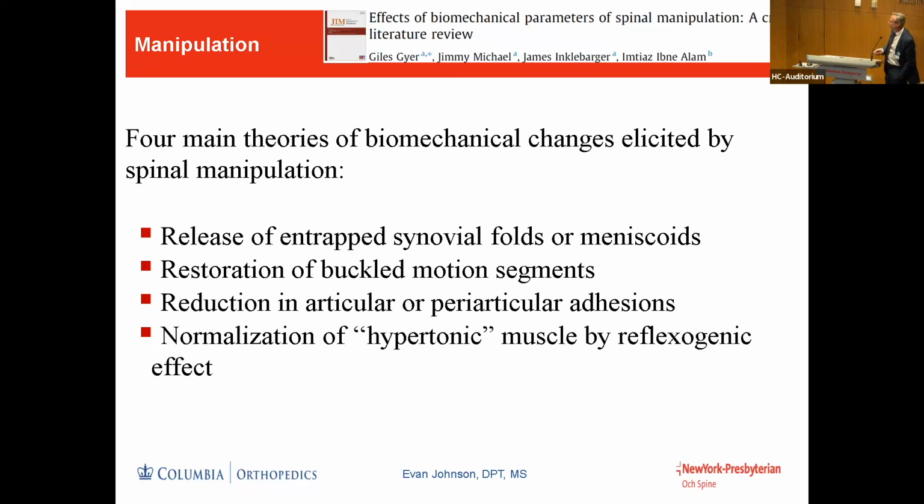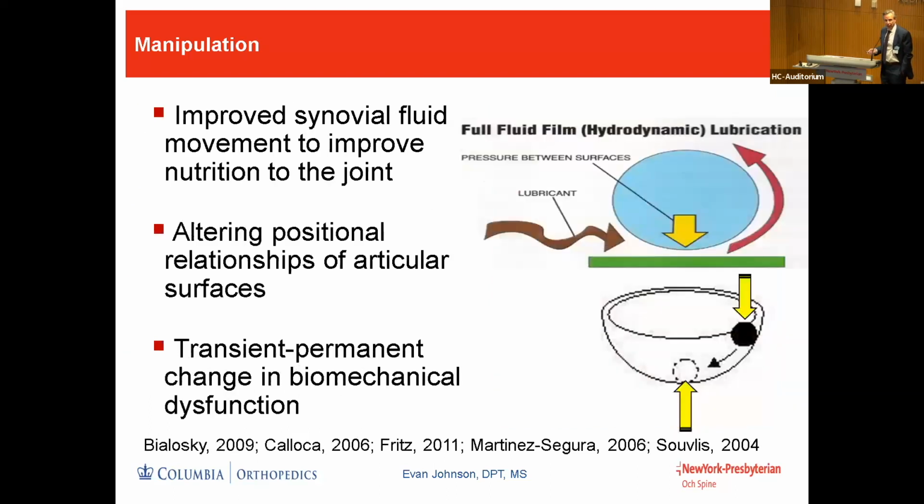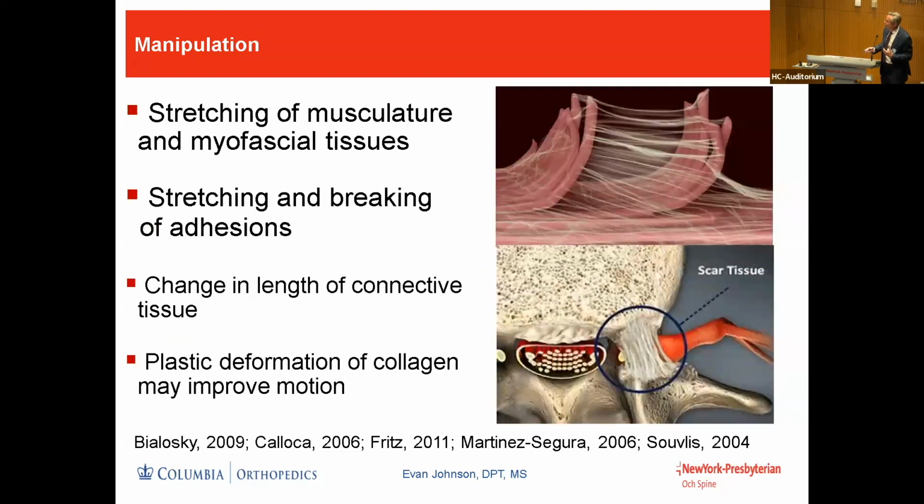Reduction in articular or periarticular adhesions, and maybe normalization of hypertonic muscle by reflexogenic effect, maybe, right? This takes a look at the fascial interface between the muscle fibers, this idea that you develop adhesions, right? I spent 15 or 16 of my years here working directly for neurosurgery at Columbia, and so I saw an awful lot of tertiary care with different nerve issues. You'd actually see adhesions of the nerves in the surgical images. They'd have to pull it off the disc, and there would be an adhesion to the disc where there was an inflammatory process, right?